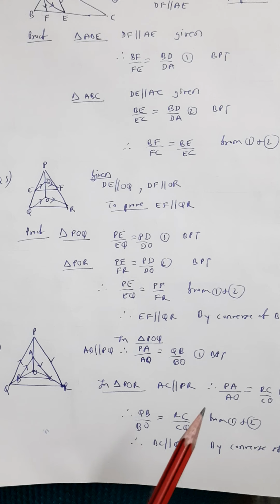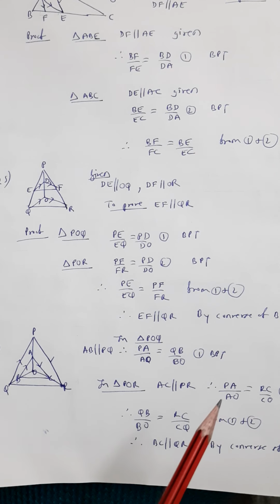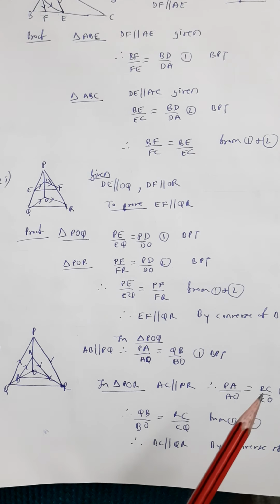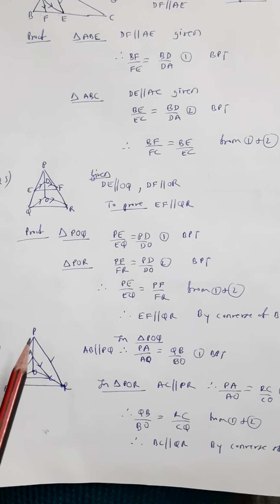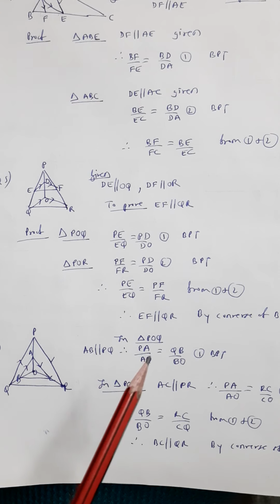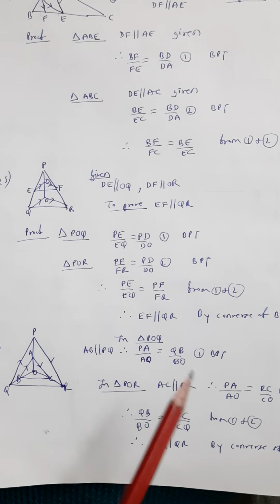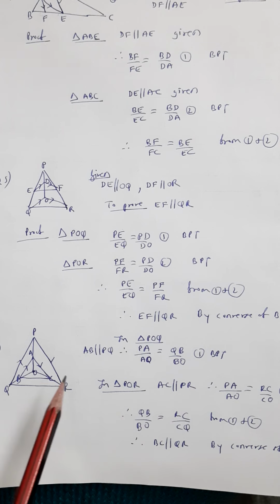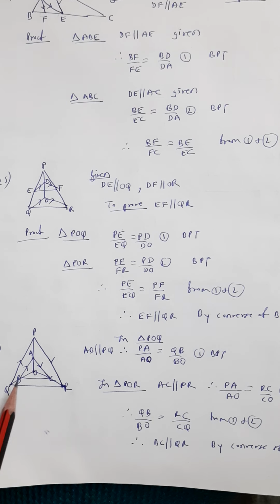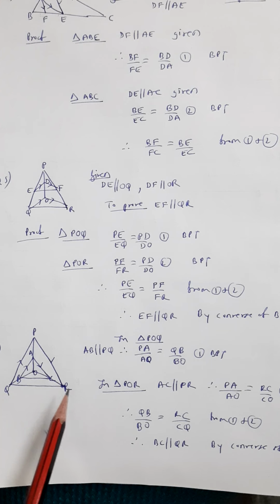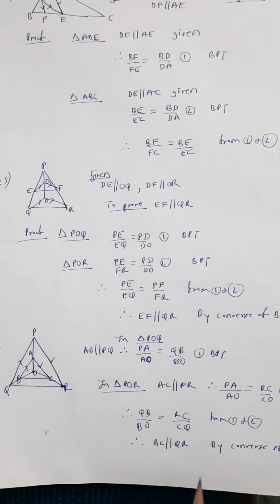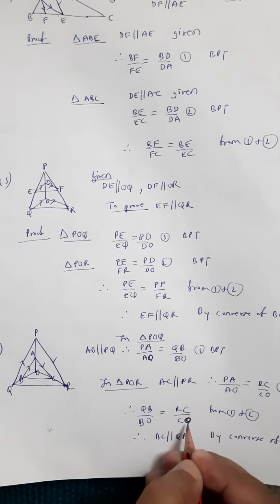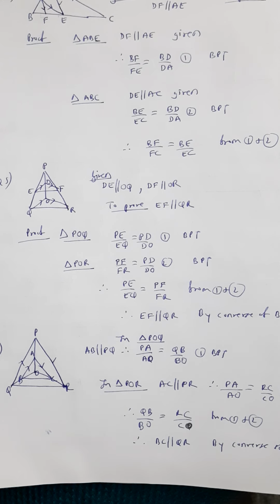That was our first. And the second equation, if I am comparing, PA by AO is equal to RC by CO. What do we observe? That PA by AO is common. Okay? So if PA by AO is common, then what happens? We can equate the RHS. So what will we get? QB by BO is equal to RC by CO.